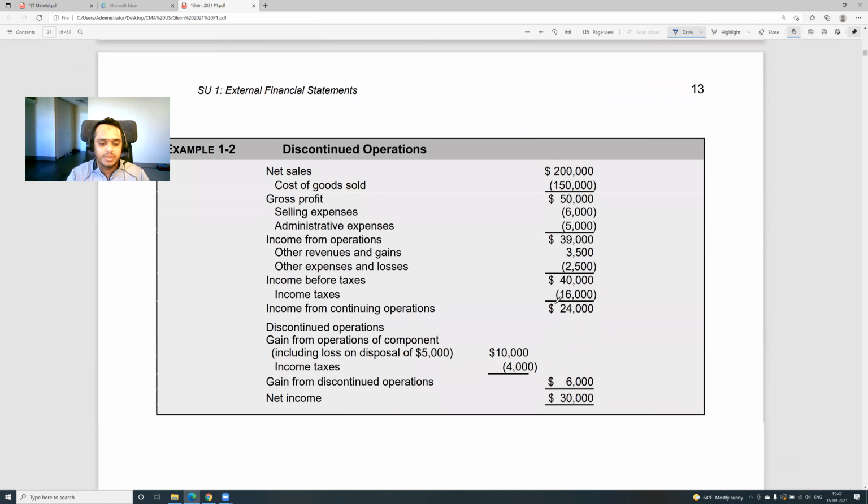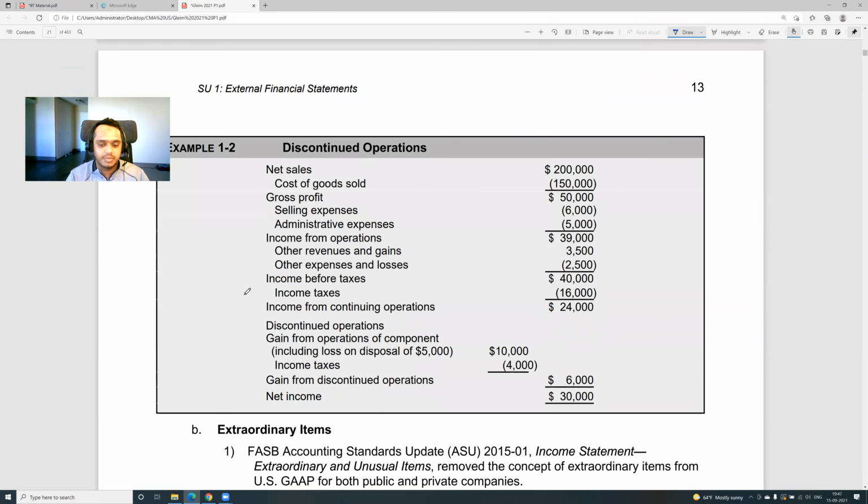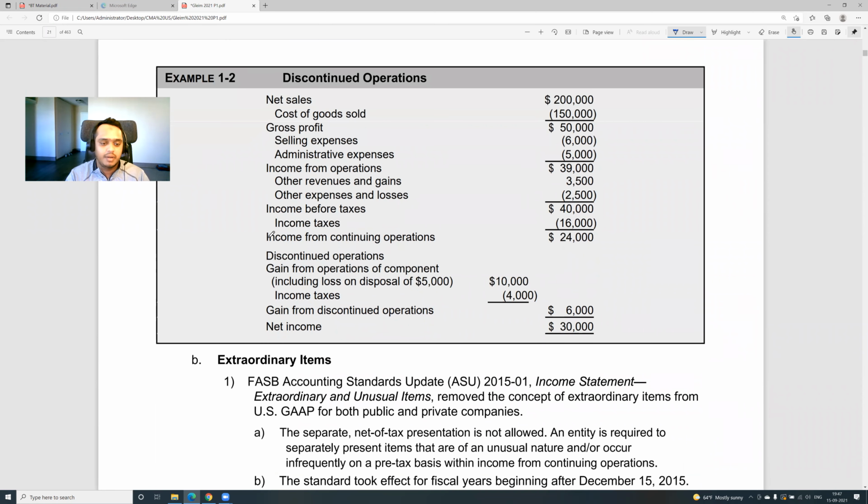Then discontinued operations, it's the same as the income statement goes on. See, after that, income taxes, what happens? Income from continuing operations, discontinued operation, gain from it, and then income taxes and gain from discontinued operation. This is the thing which will be separately added.